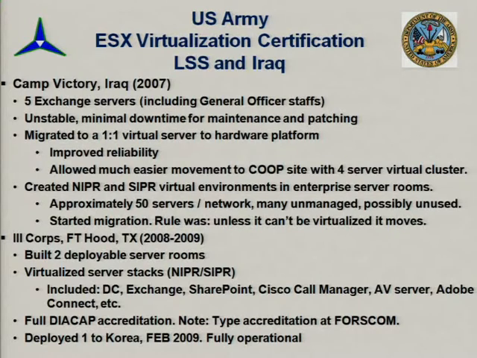So, again, a quick look at what he did. Two deployable server rooms. It looks like he had a NIPR and SIPR environment, so he was able to put this in classified environments. And again, 50 servers, with the network basically unmanaged. Basically the whole goal here was, unless it can be virtualized so it can move around and get that availability, it gets out of the data center. That was the goal there.